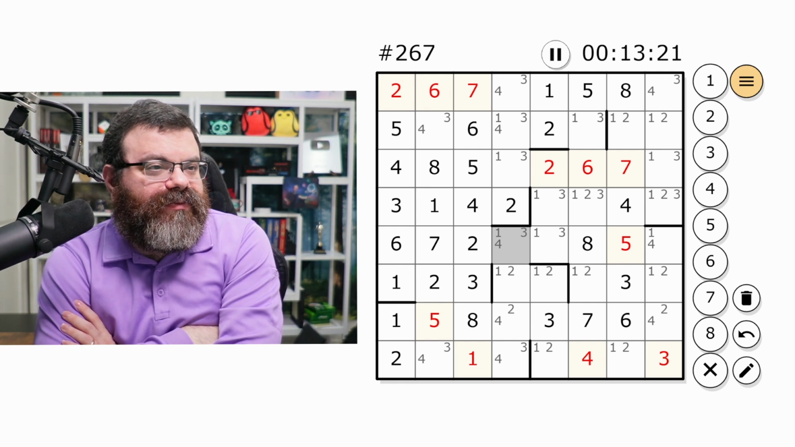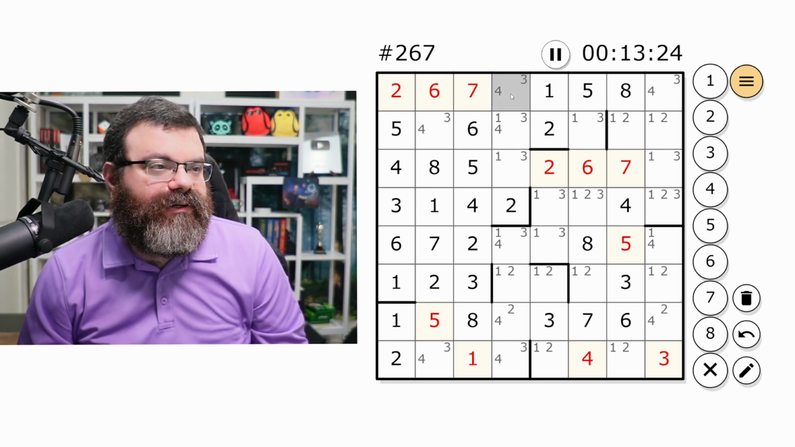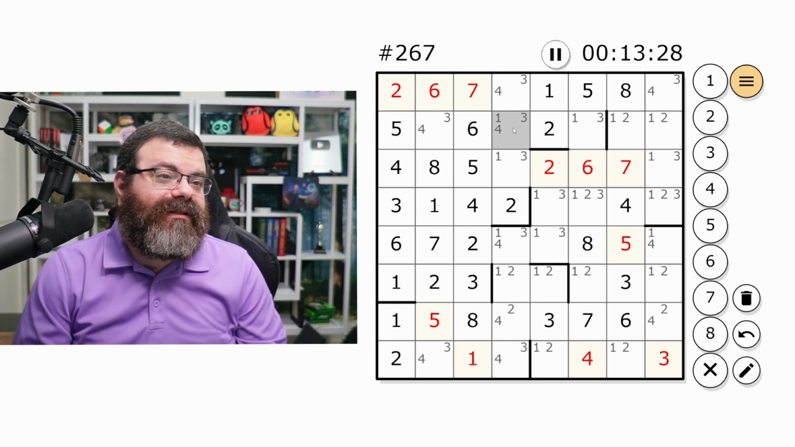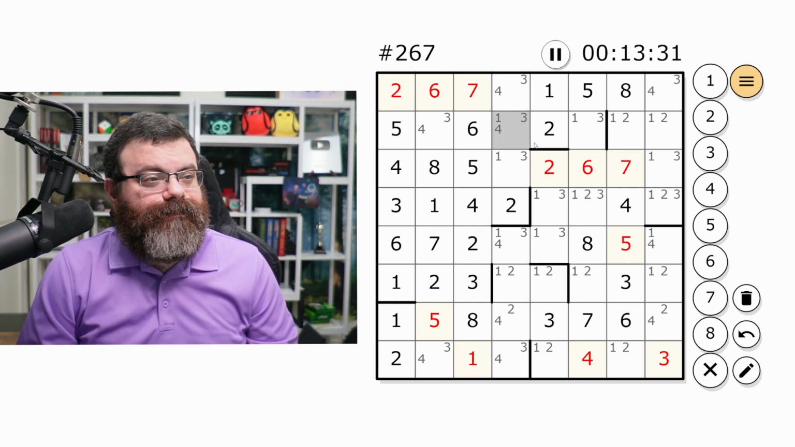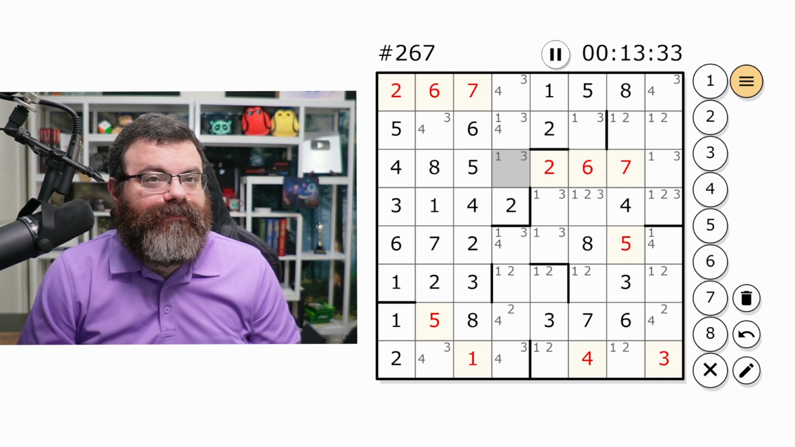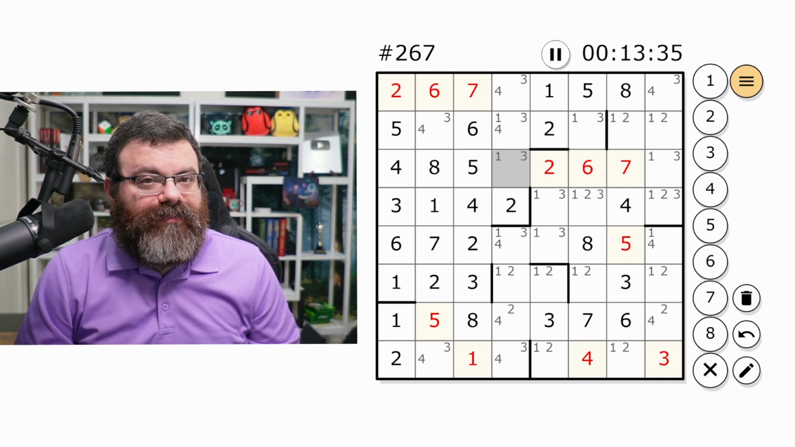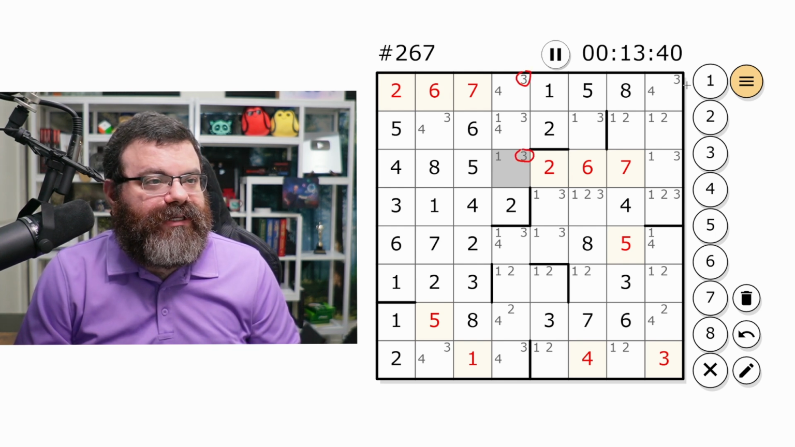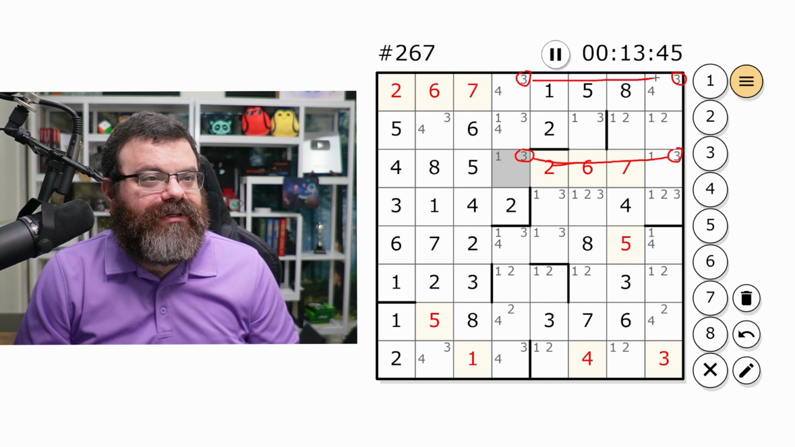I do have an X-wing on 3s here. I don't even know if that's going to finish the puzzle, but it eliminates this 3. So what do I mean by that? Well, I can pull out my little pen tool here, explain the X-wing real quick. So notice this 3, this 3, this 3, and this 3, and the relationship in the rows. So the rows are telling us that one of these two has to be 3 and one of these two has to be 3. But notice that these share a column segment. Because they share a column segment, these both can't be 3 and these both can't be 3.